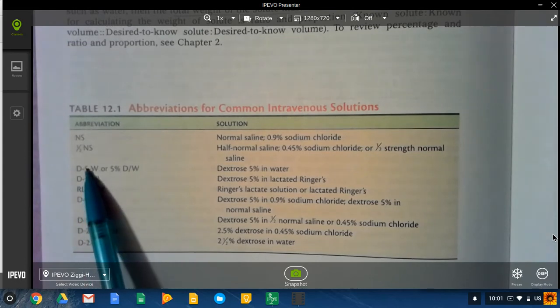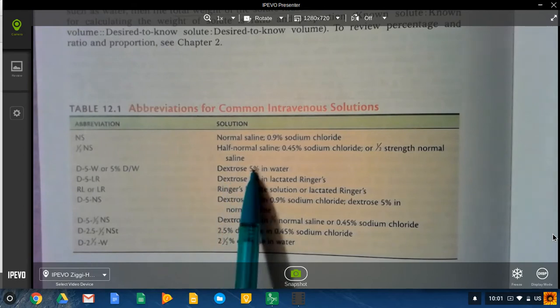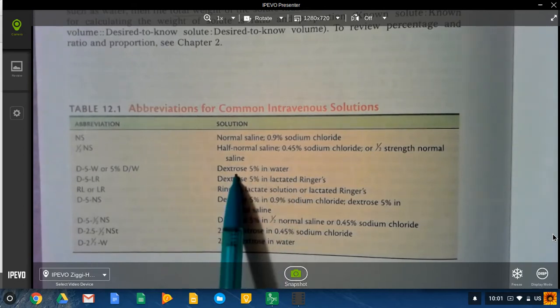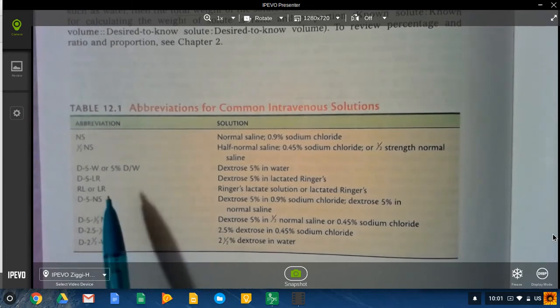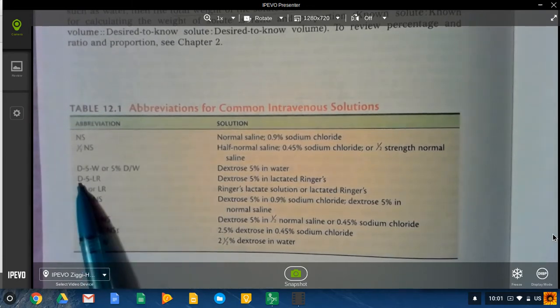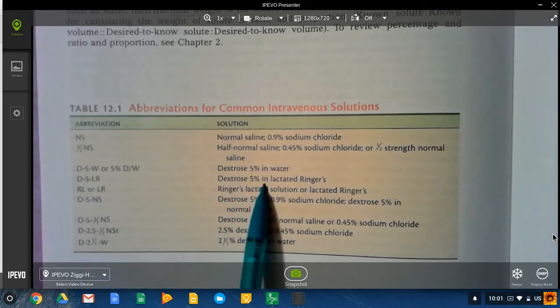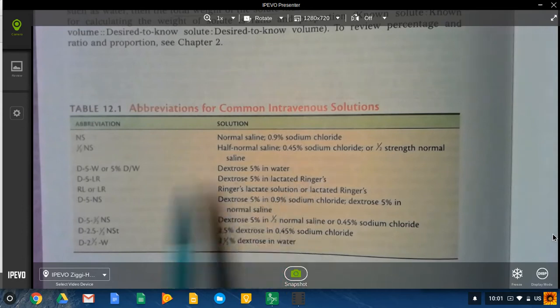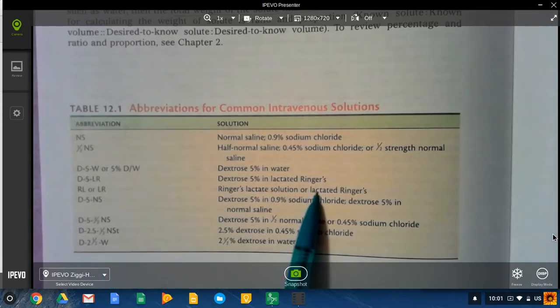If you see D5W or 5% DW, that means it's dextrose 5% in water. That's a type of sugar, 5% in water. D5LR, that is dextrose 5% in lactated ringers. And an LR is a ringers lactate or lactated ringers.